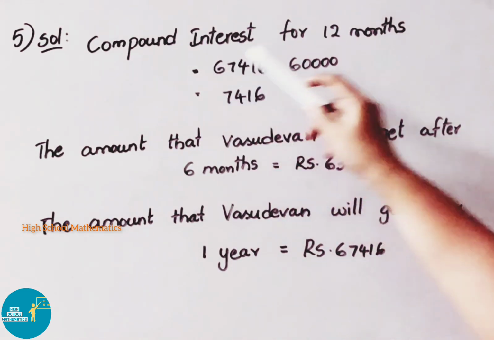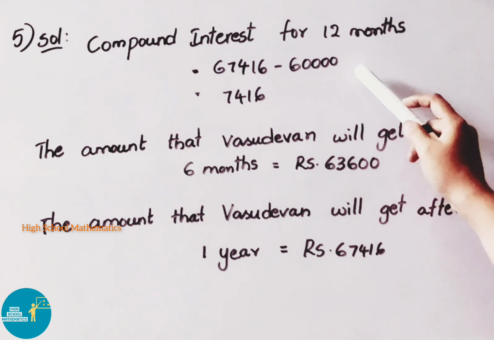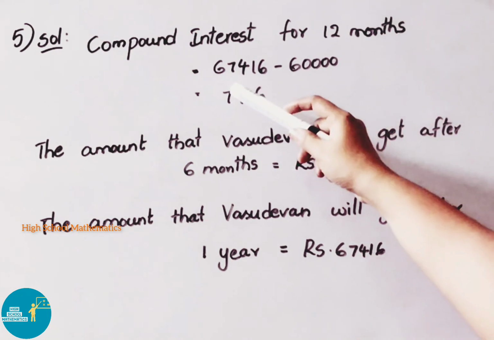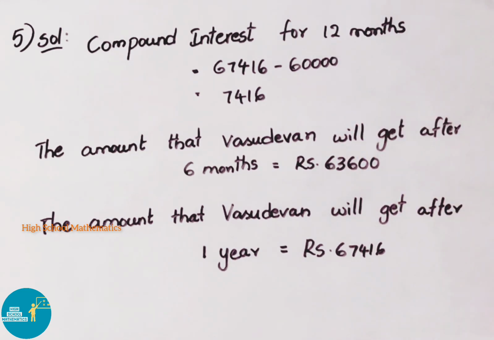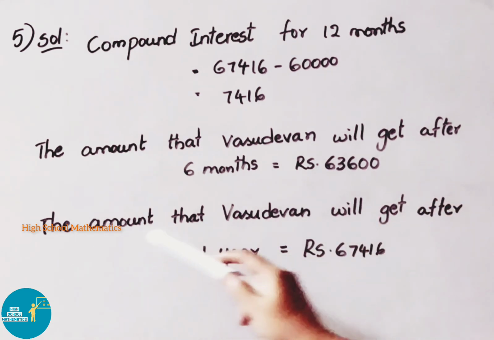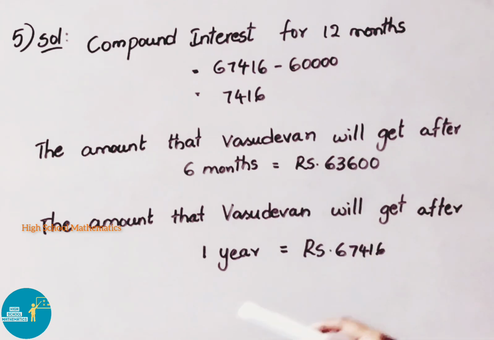See now, compound interest for 12 months is amount minus principal. We got amount 67,416 minus principal amount 60,000 rupees. On subtracting both, we get 7,416 rupees as compound interest for 12 months. Now finally, the amount that Vasudevan will get after 6 months is 63,600 rupees. Next, the amount that Vasudevan will get after 1 year will be 67,416 rupees. Today we have seen exercise 8.3, sums 2 to 5.